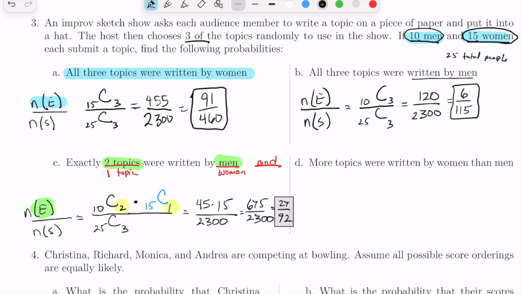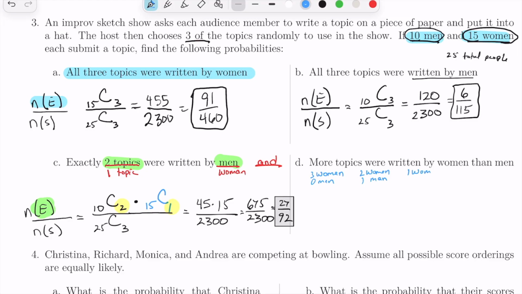Okay. The last one here, more topics written by a woman than by a man. So let's look at all the possibilities. We could have 3 topics written by women, or 3 women and 0 men. We could have 2 women and 1 man. We could have 1 woman and 2 men, or we could have 0 women and 3 men.